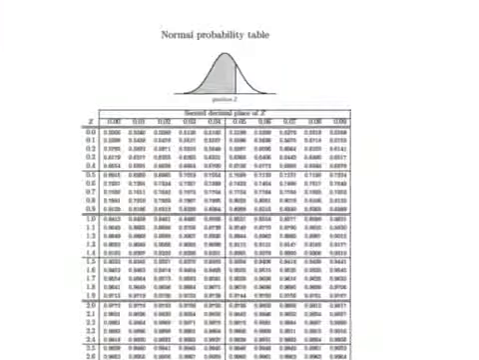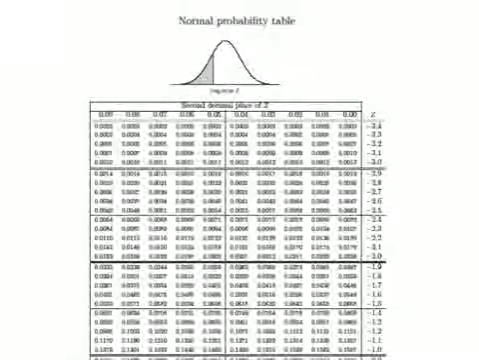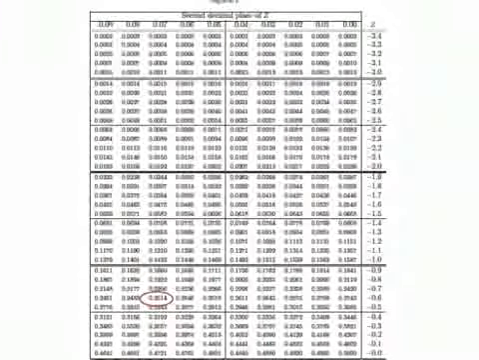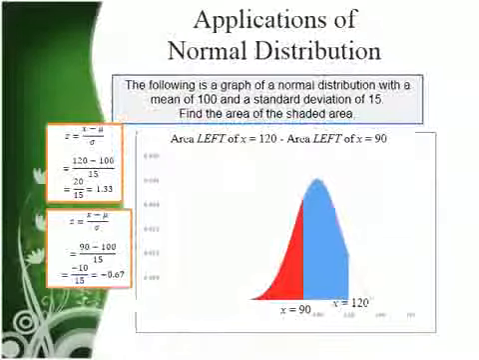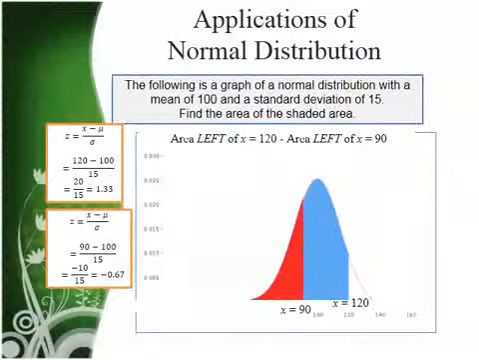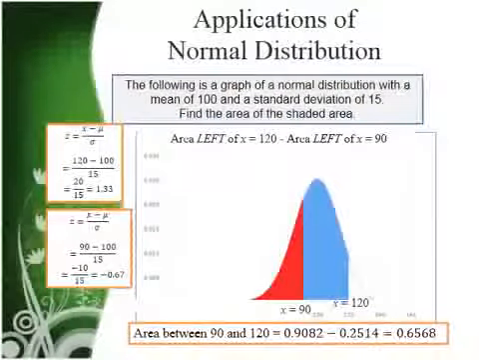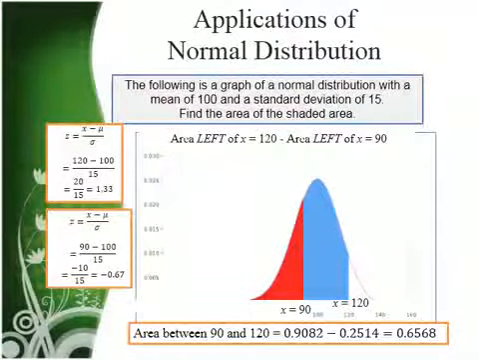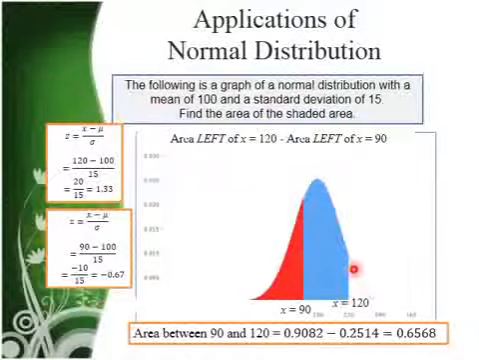So again, here's my normal probability table for the standard normal distribution. Let me find the area to the left of 1.33 first of all. Looks like it is 0.982. Now looking at the negative z-scores, I'm going to find the area to the left of negative 0.67. Let me scroll up here. To the left of negative 0.67 looks like it's 0.2514. So to find the area between 90 and 120, I'm just going to subtract 0.982 minus 0.2514, and I'll get 0.6568 is the area between 90 and 120.